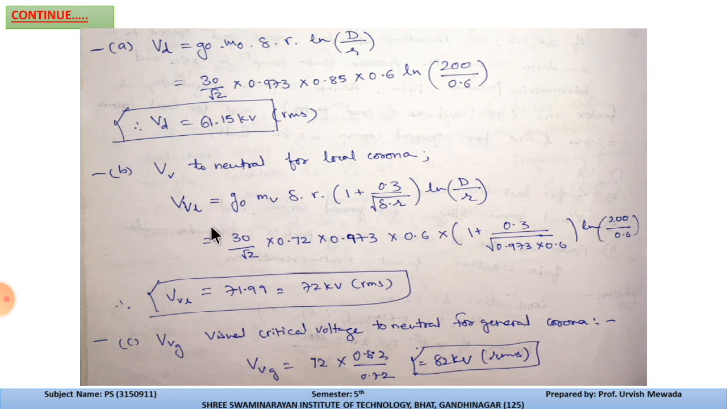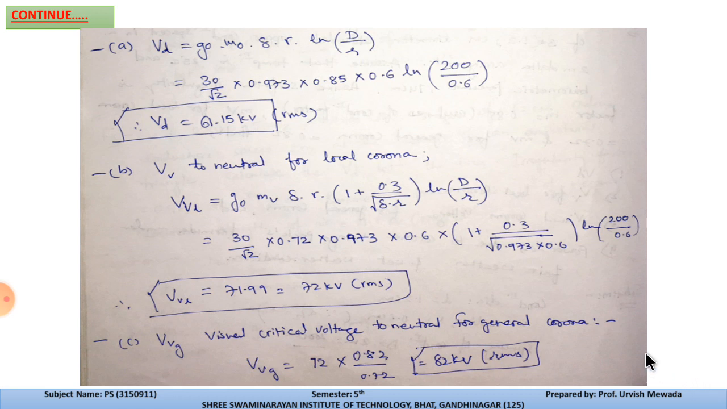Now the second point is that we need to derive Vv to neutral for local corona. So here Vv is equal to Vvl, meaning local corona. This is the equation for the Vv, and here we are placing all the values. So Vvl is equal to 71.99, or 72 kV rms.